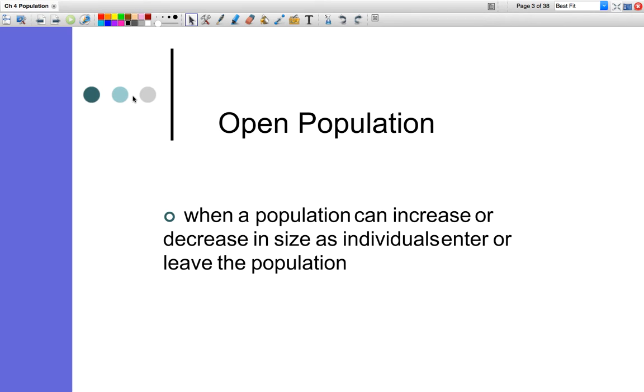Our first type of population is an open population. An open population is when a population can increase or decrease in size as individuals enter or leave the population. So an open population is a population that animals can immigrate to or emigrate from.